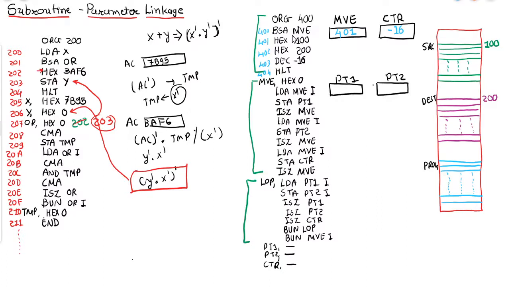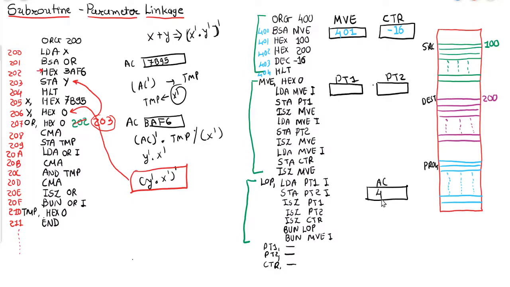Now what is the first instruction? LDA MVE I. What is the content at MVE 401? There is an indirect addressing mode, so we will go to location 401, and the value there is 100. So that will be loaded into the accumulator register. Let me take the accumulator register.